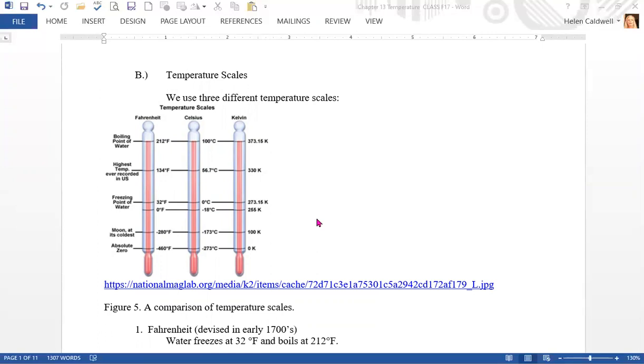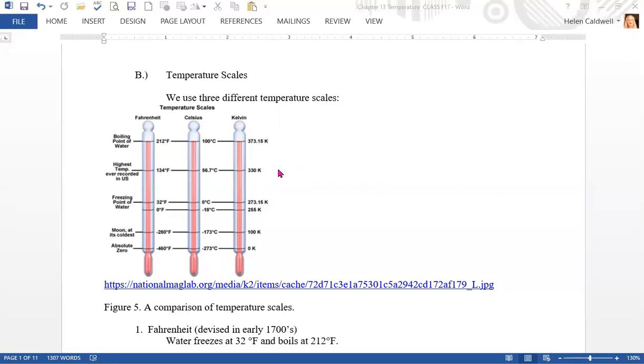So water boils at 212 degrees Fahrenheit, which is the same as 100 degrees Celsius, which is the same as 373.15 degrees Kelvin. If I blew this up enough, you would notice that Fahrenheit has a little degree sign on it, Celsius has a little degree sign on it, but Kelvin does not. I probably will include one just to be redundant, but it's technically not supposed to be there.